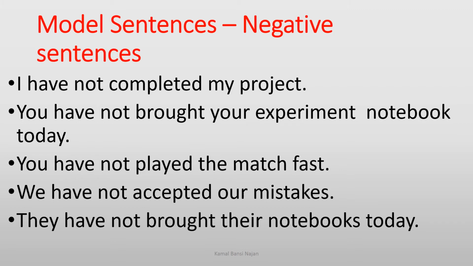In all these sentences, we have used not to indicate negative sentences. In all sentences, we have the structure subject plus have plus not plus verb 3 plus object. Read all these sentences well, then you will understand how to prepare negative sentences in present perfect tense.